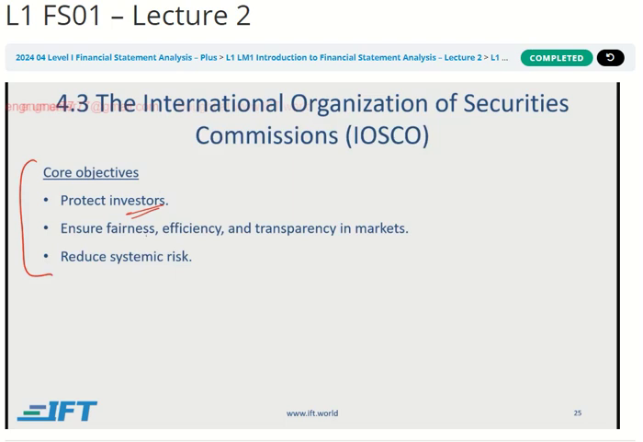It should be done in a fair manner, efficiently and transparently, so that there is no insider trading, there is no manipulation of information or markets, and we reduce the system-wide risk. We don't want situations like the 2008 financial crisis where the entire financial system was in trouble. So that is the objectives of your IOSCO.